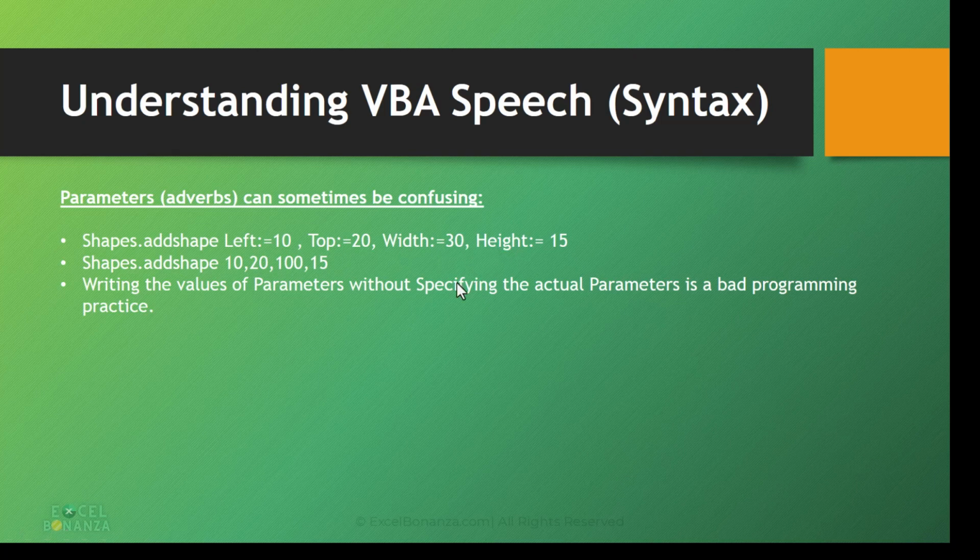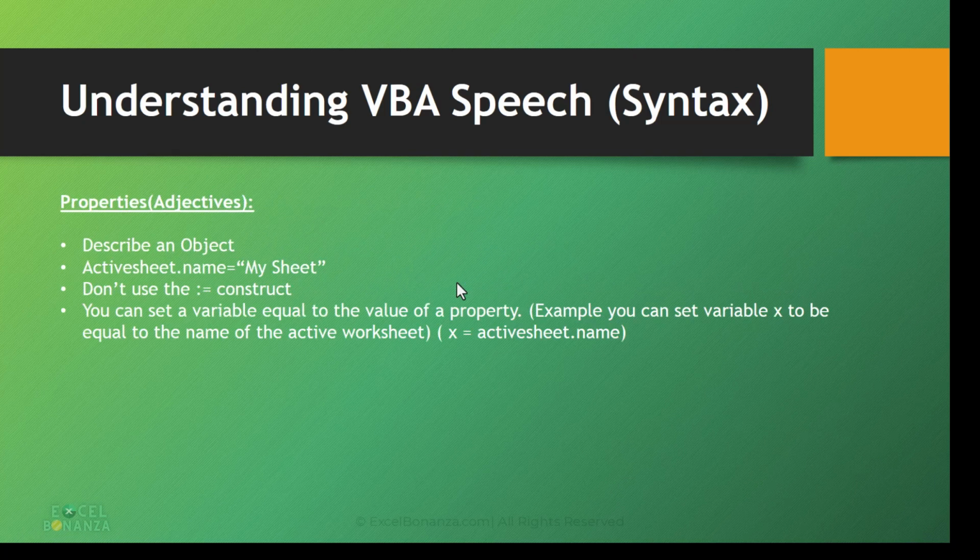Okay, so we've spoken about parameters. Now let's speak about properties or adjectives. Properties describe an object. For example, when we write ActiveSheet.name equals MySheet, the property name here gets the value of MySheet. That means that the name of the active sheet is going to be MySheet. Also, properties do not use the colon equals construct. The colon equals is exclusive for parameters. So whenever you see a colon equals, that means you've got a parameter.